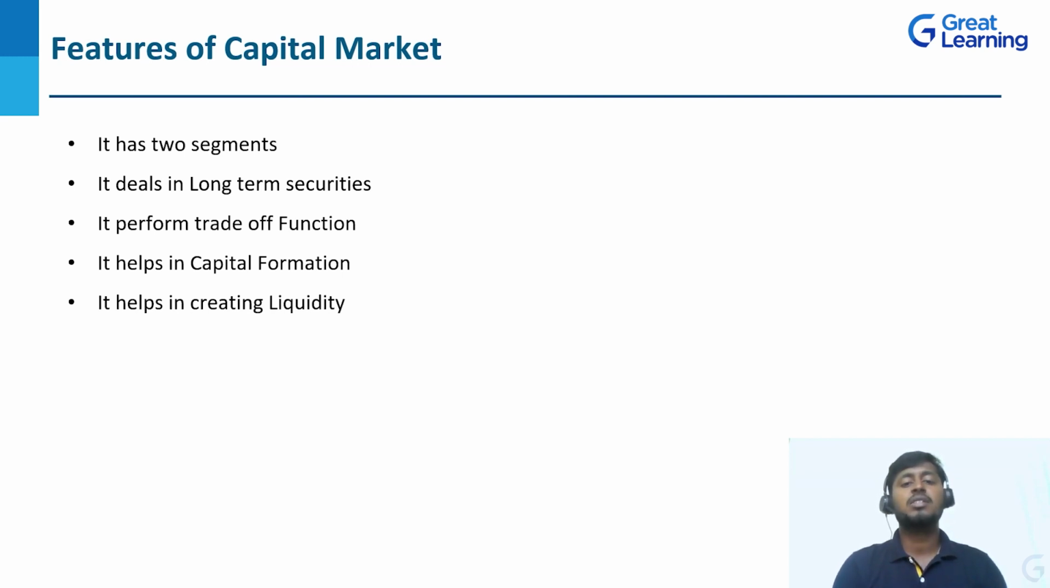So these are the two segments the capital market runs on. In this capital market also, we have two types, that is the primary market and the secondary market. That we are going to discuss later. Second point, it deals in long-term securities. The main objective of the capital market is to raise long-term funds. They are not going to deal with the short-term. They only deal with long-term funds, more than 10 years or 20 years or 30 years. For that kind of capital or that period of duration only, this capital market is going to concentrate.